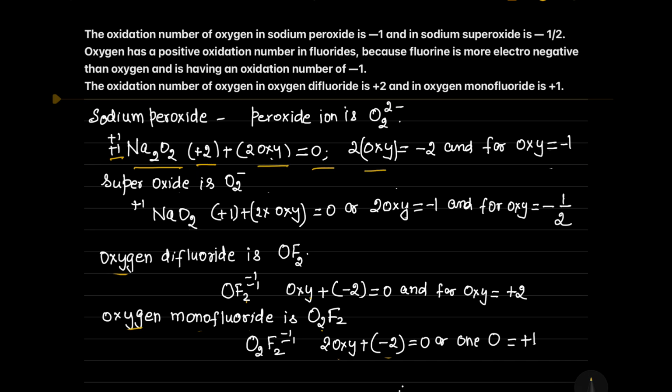Superoxide radical is of formula O2-, and sodium superoxide is NaO2. Therefore, when we calculate, the oxidation number of sodium is +1. Therefore, +1 plus 2 into the oxidation number of oxygen is equal to 0 since NaO2 is a neutral compound. Or for 2 oxygens, it is equal to -1, and for 1 oxygen, it is -1/2. It's a fractional number.